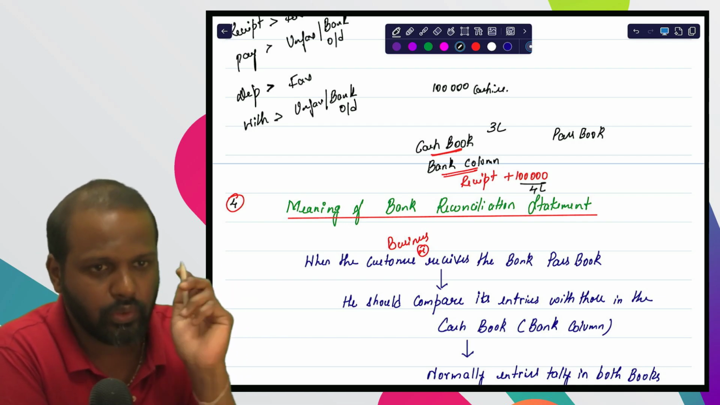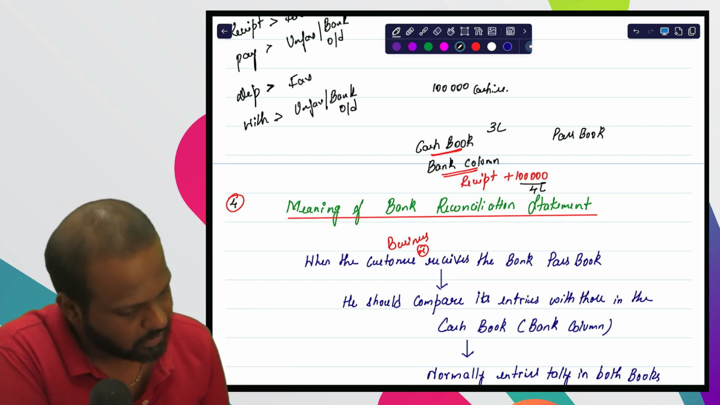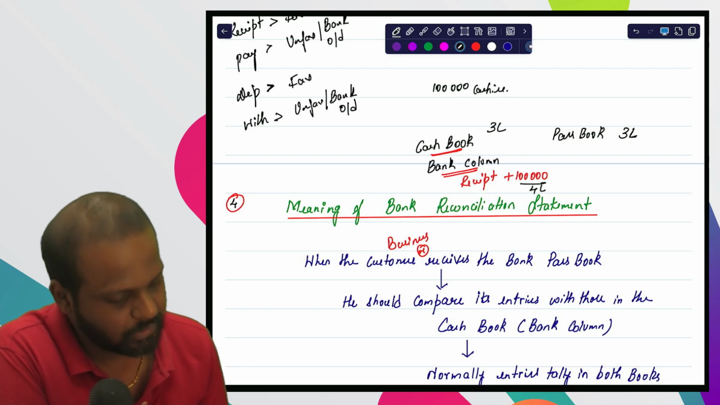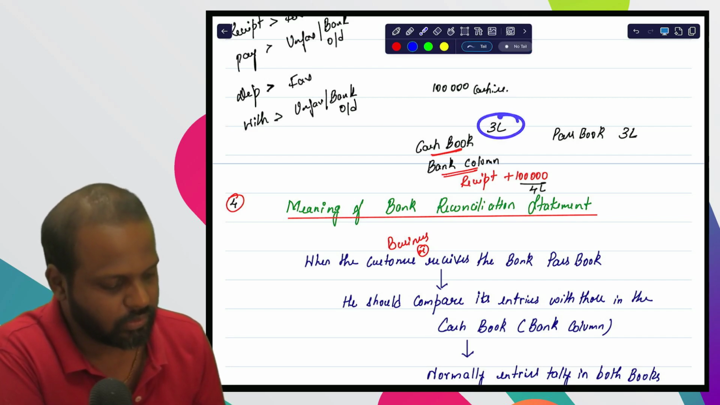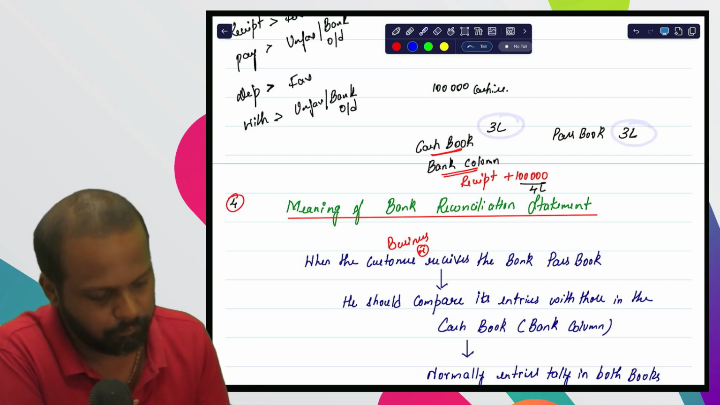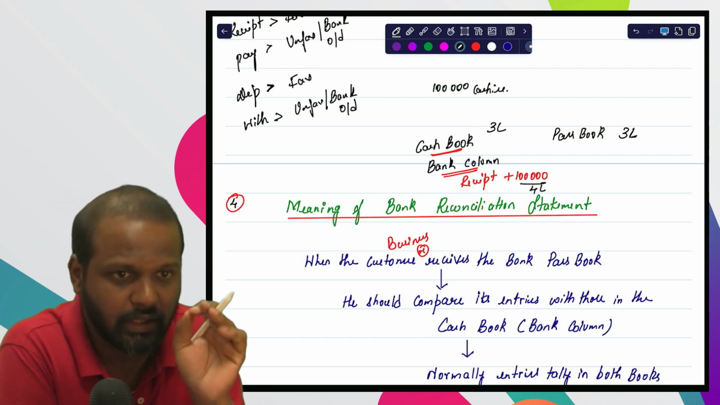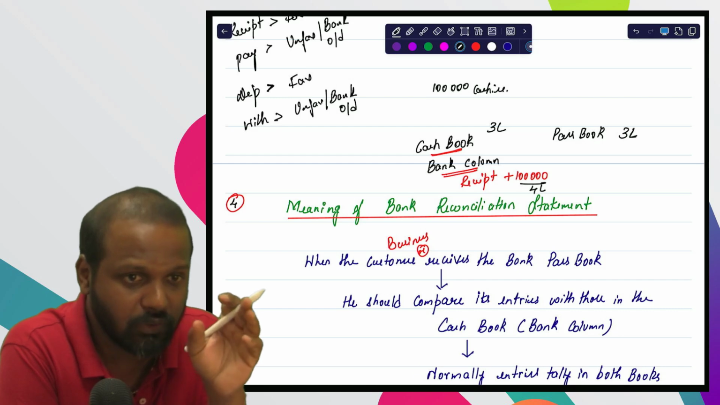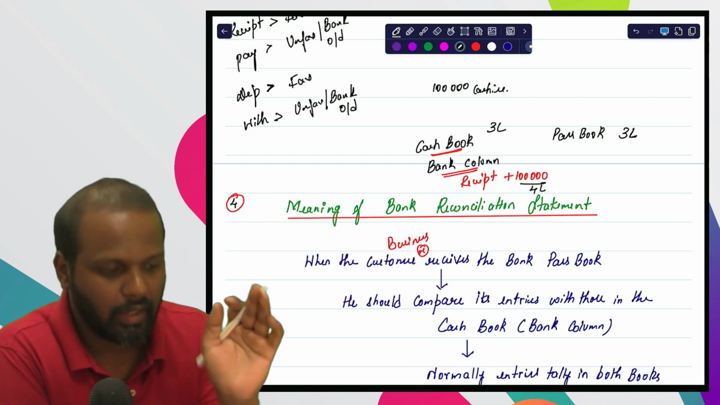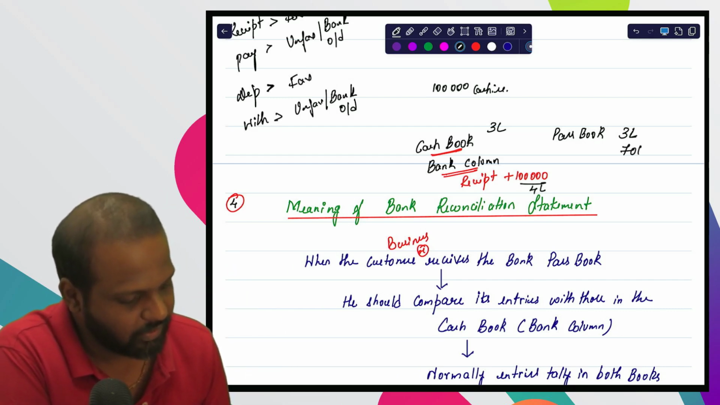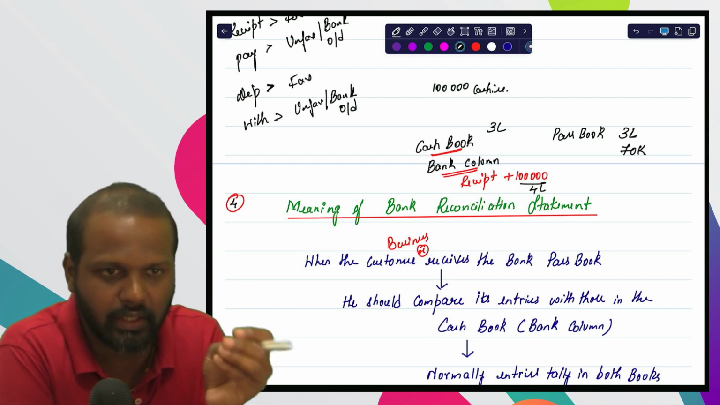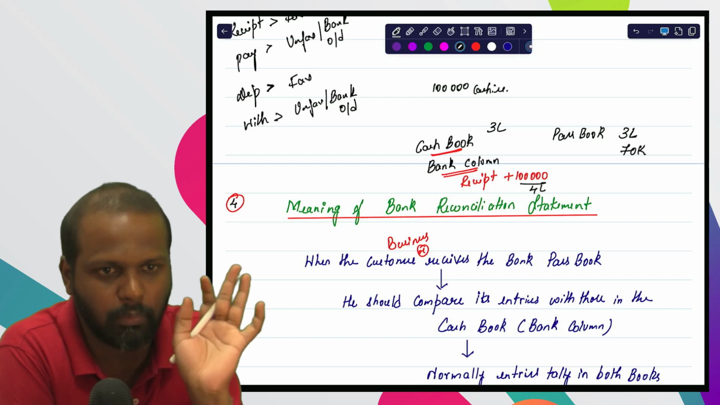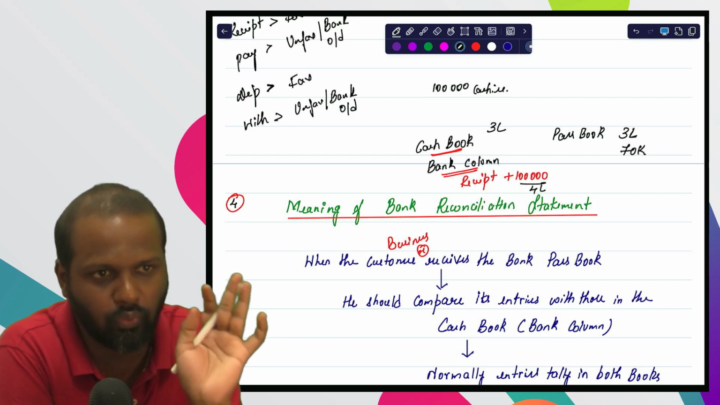Now the cashier went to the bank. Let's say in the passbook also there is a bank balance of rupees 3 lakh. Cash book is showing 3 lakh and passbook is also showing 3 lakh. Now what has the cashier done? Instead of depositing 1 lakh rupees into the bank account, let us say he has deposited only 70,000. 30,000 rupees he kept in his personal pocket. He has done fraud.